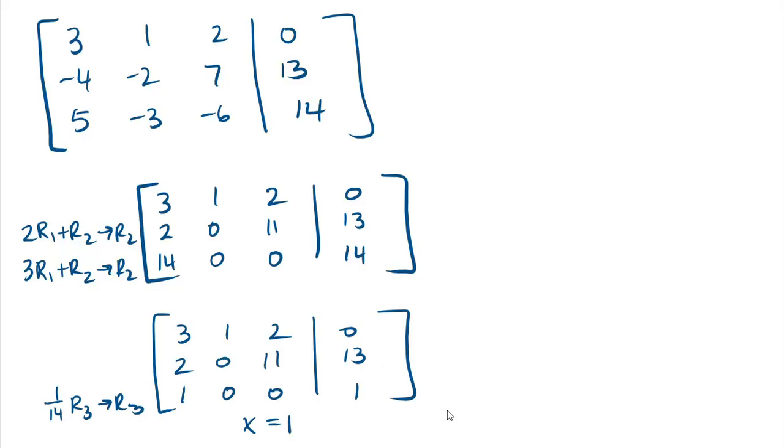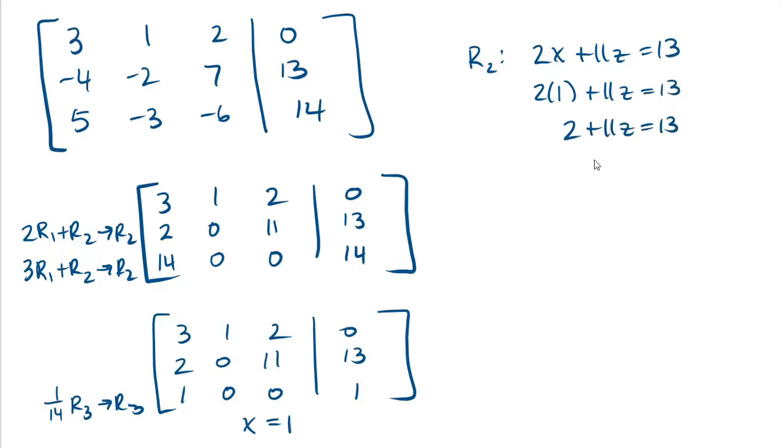Now we can back substitute, and I can either back substitute by translating the first row or the second row. Which one do we want to use? Well, we want to use the second row because it only has two variables. So row 2 says 2x plus 11z equals 13. Well, I know x is equal to 1, so 2 times 1 plus 11 times z equals 13 means that 2 plus 11z equals 13. So 11z equals 11, so z is also equal to 1.